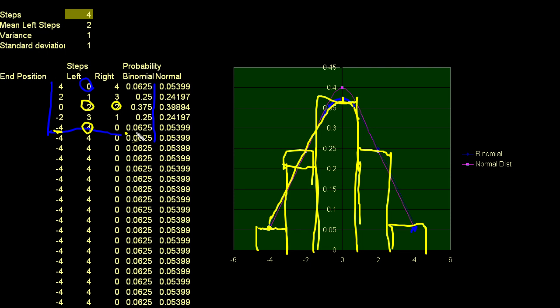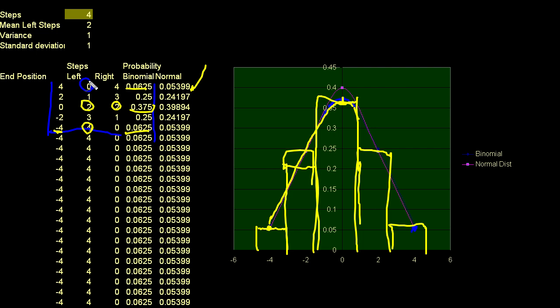This is the binomial distribution. I just plotted these points right here. This is 0.375. This is 0.375. That's the height of that. Now, what I wanted to show you is that the normal distribution approximates the binomial distribution. So this right here, I wanted to say, what does the normal distribution tell me is the probability of ending up with exactly 0 left steps.